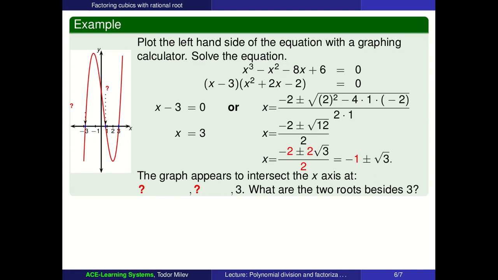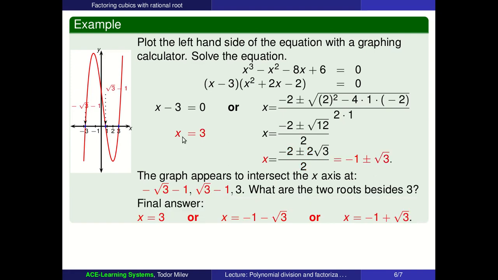solution. So finally we get our final answer: x is equal to 3, or x equals negative 1 minus radical of 3, or x equals negative 1 plus radical of 3. So here are our 3 solutions. Now, as you can see, it wouldn't have been very easy to guess that this number here is exactly equal to negative 1 minus radical of 3. That is not something that I could easily eyeball from the graph of this function.